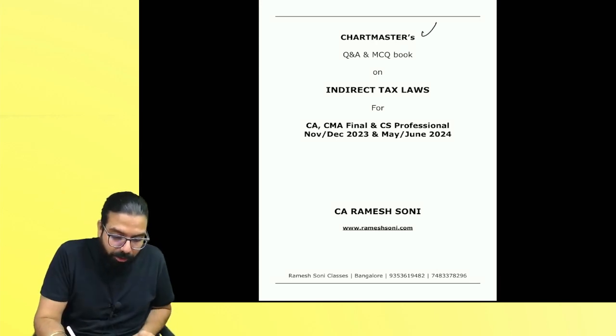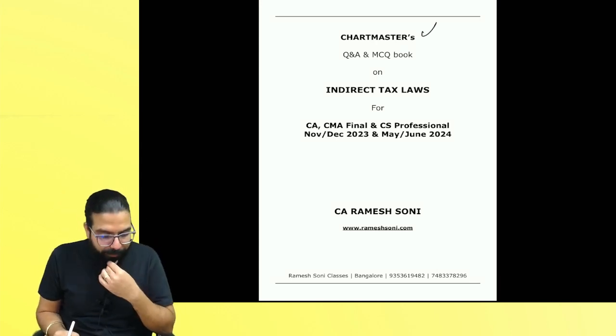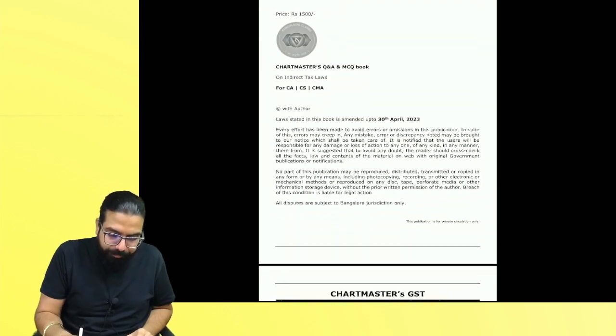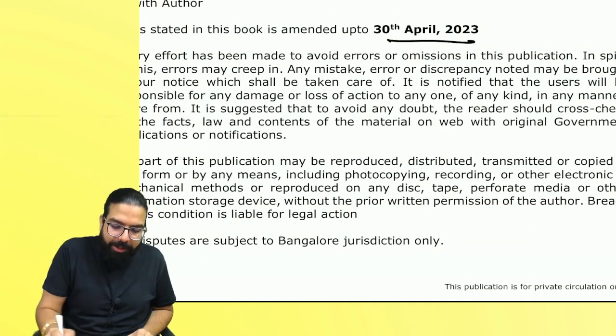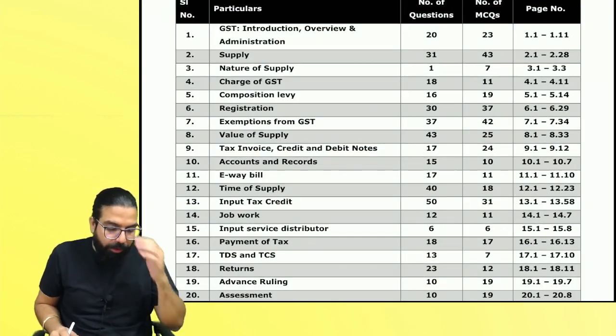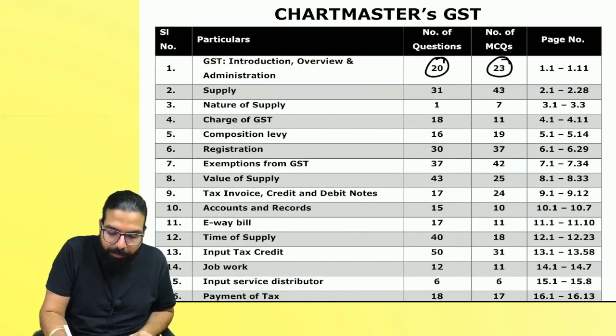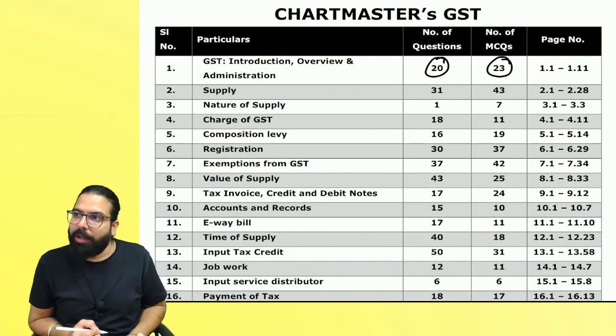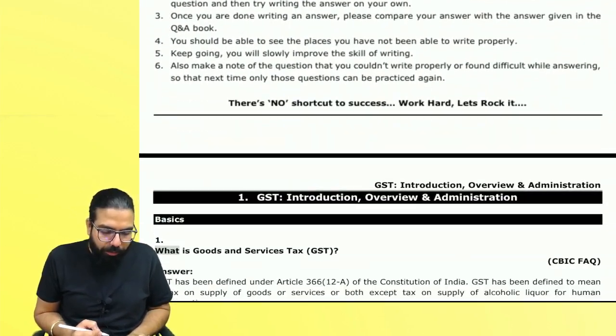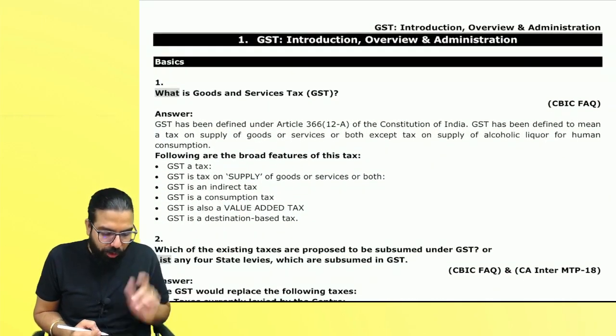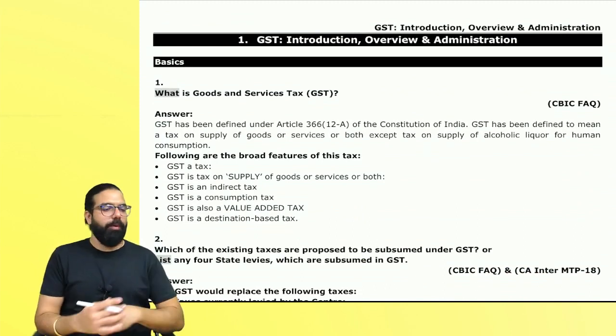Chalo. Baba, this is your Q&A material, Q&A plus MCQ book. This book is completely amended till 30th of April. Please come down. Now, whenever you see over here, I've given the questions also. I've given MCQs also after every chapter. Can we go ahead, everyone? Chalo. Please come to your first chapter, everyone.